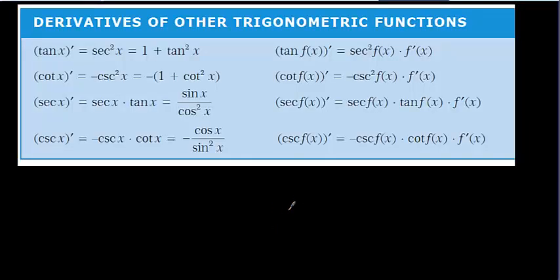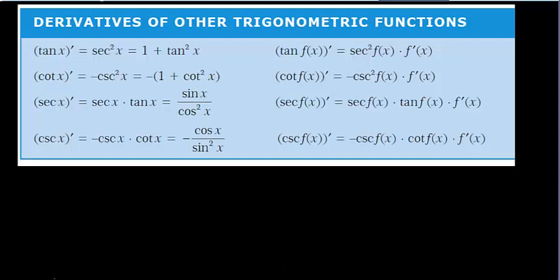Okay, now we are going to continue with the derivative of the other trigonometric functions. Here the other trigonometric functions: tangent, cotangent, secant and cosecant. Here tangent x derivative is secant square x, or 1 plus tangent square x. These two are trigonometric identities. That's why if you write like this or like this, there's no problem. They are both the same. So tangent f(x) derivative is going to be secant square f(x) times f derivative x, and you can read all these formulas here. We have to learn them by heart.